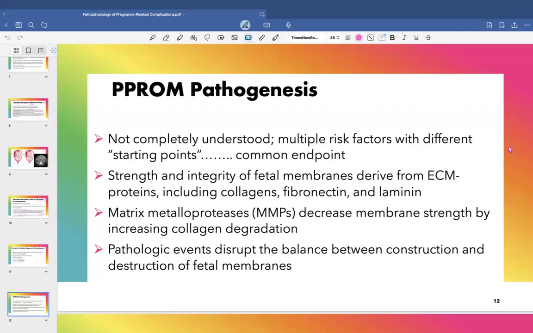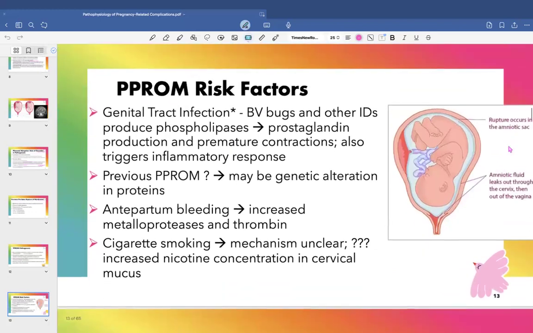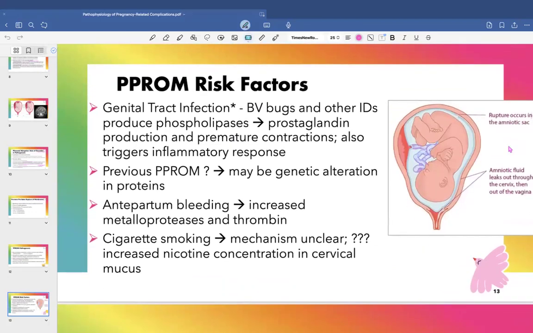Like bacterial vaginosis, your Gardnerella vaginalis, other bugs, including STIs, they can produce phospholipases, another enzyme that's going to break down your lipid molecules. It also stimulates prostaglandin production and premature contractions. If people have had premature rupture of membranes in the past and it's been a recurrent theme, there may actually be a genetic alteration in one of their proteins, and that leads to a weakened amniotic sac. Once that sac is weak, it gets to a certain point and it just busts.